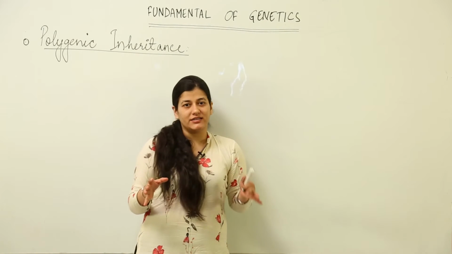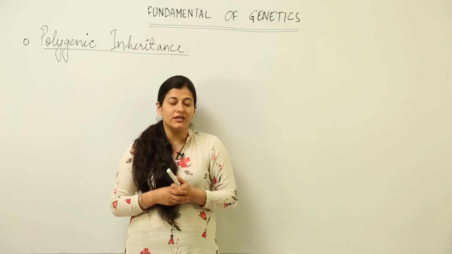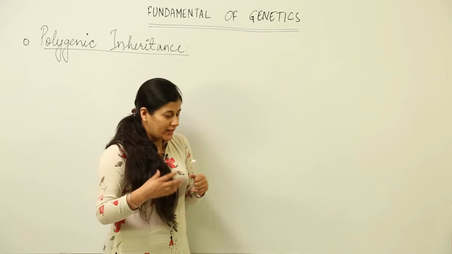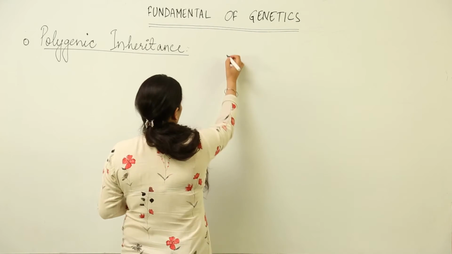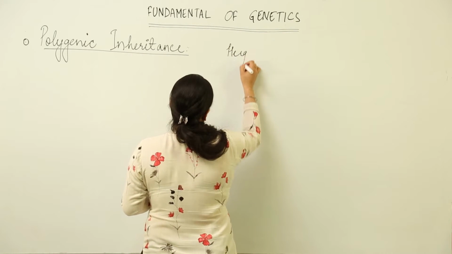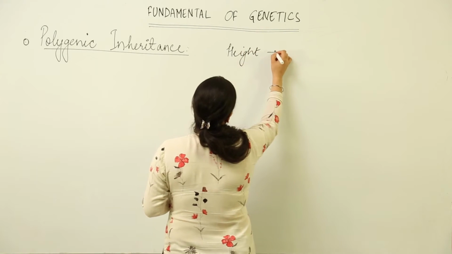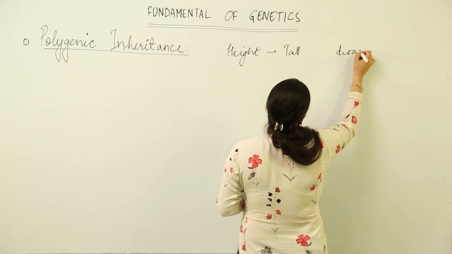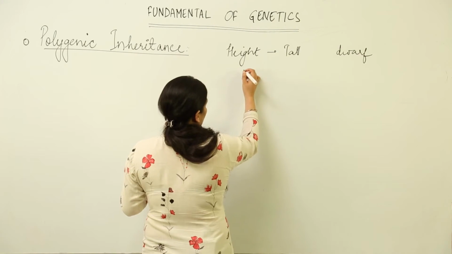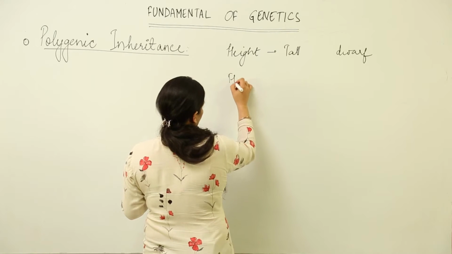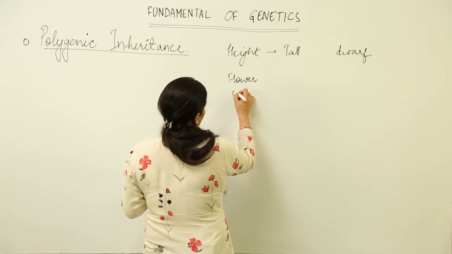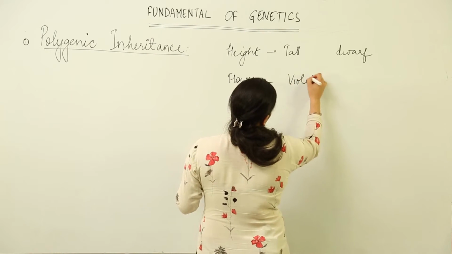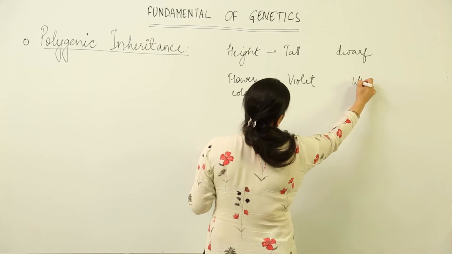We had seen that in the Mendelian inheritance pattern, there was a contrast between the expression of phenotypes. For instance, if we are talking about the height of a pea plant, it was either tall or contrasting dwarf. If it was about the flower color, it was violet or totally contrasting white.